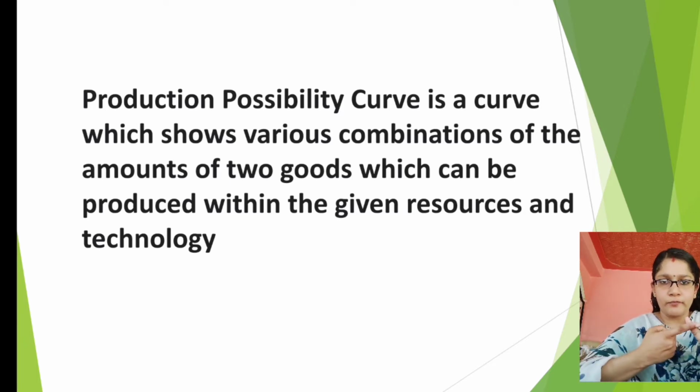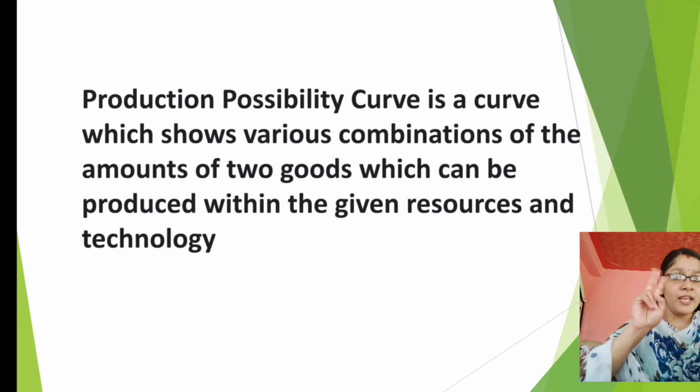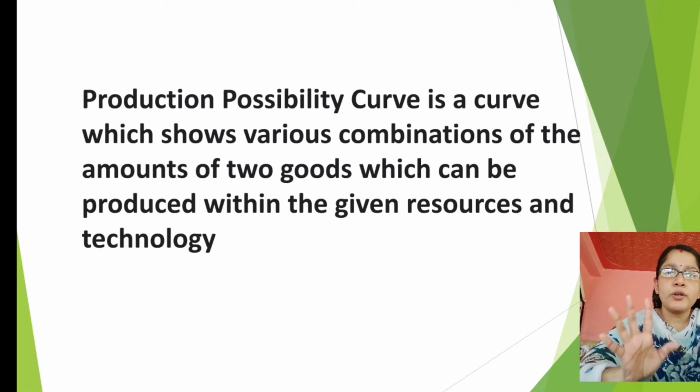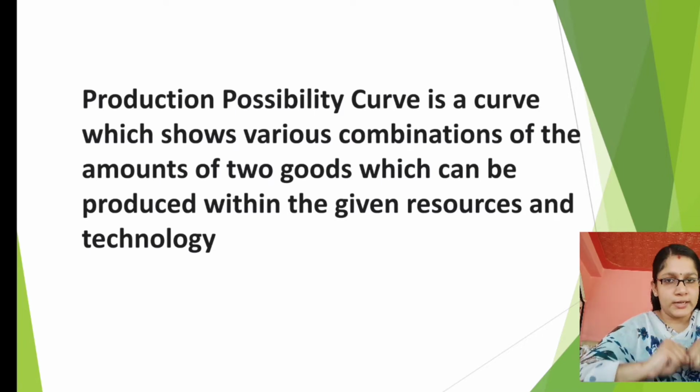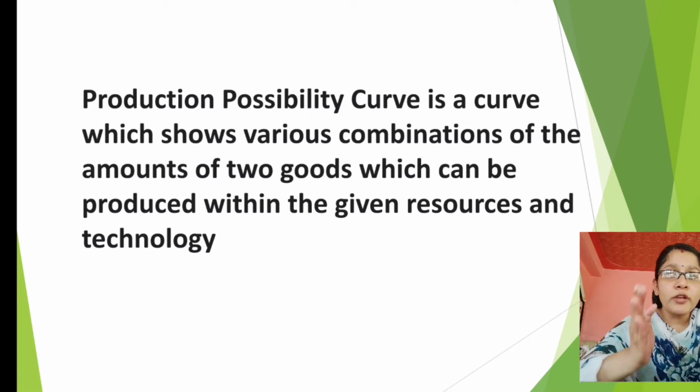Rice is for our food production, or it's for our survival. Without food we cannot survive. Likewise, mobile phone is very important nowadays in our life. So these two things are very important, and the question in front of the economy is which is produced more or which is produced less by using these same resources and technology. It's the choice of the economy.